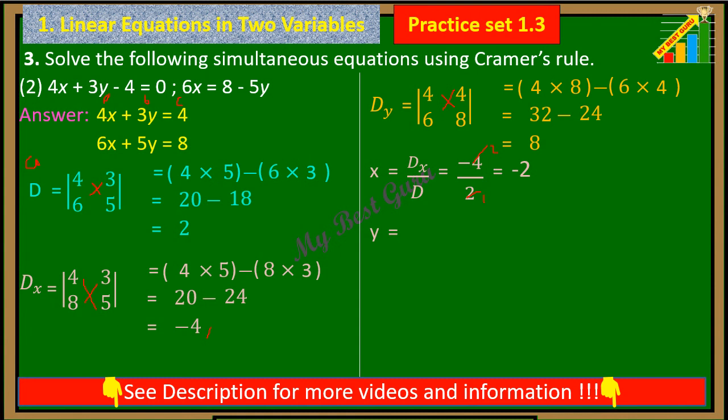Now y. So y is equal to, we have the formula for y, dy upon d. So what is dy? Dy is 8. Just put 8. What is the value of d here? D is 2. Now 8 divided by 2. So 2 1s are 2, 2 4s are 8. So the value of y is equal to 4. Now the solution for this is x comma y is equal to minus 2 comma 4. It is the solution. These are the coordinates for these equations.